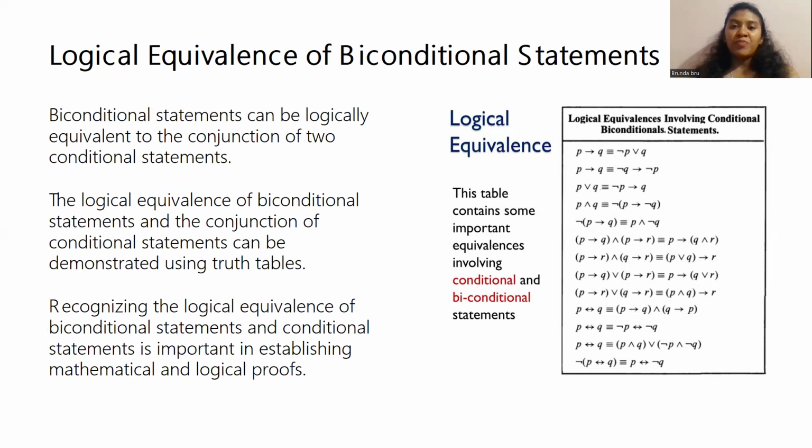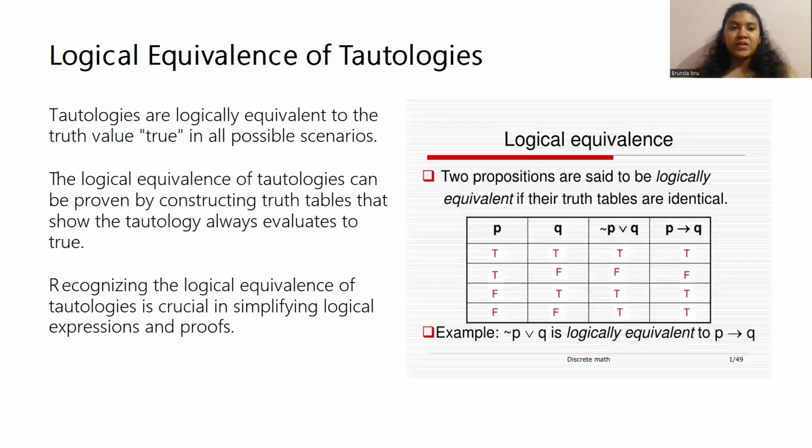Logical equivalence of biconditional statement. Biconditional statements can be logically equivalent to the conjunction of two conditional statements. The logical equivalence of biconditional statements and the conjunction of conditional statements can be demonstrated using truth tables. Recognizing this equivalence is important in establishing mathematical and logical proofs.